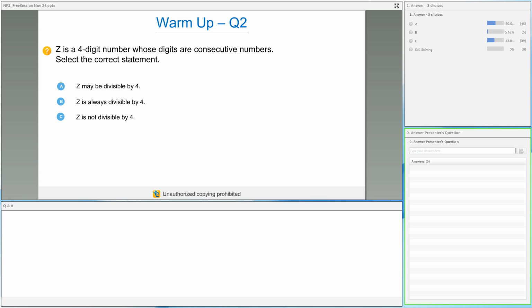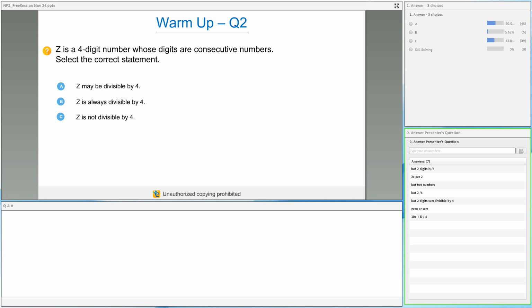Those of you who do not know the divisibility rules of numbers, basically 3, 4, 5 and so on, should definitely go and revise this, go through the concept file and understand the divisibility rules of different numbers. Now, in case of 4, what is the divisibility rule of 4? I can see one correct answer in the Q&A pod, but can you put in your answer in the answer presenter's question? How do I find out whether a number is divisible by 4 or not?